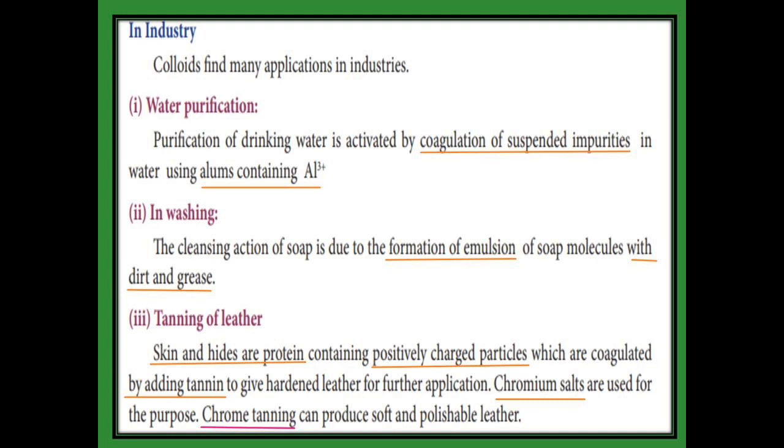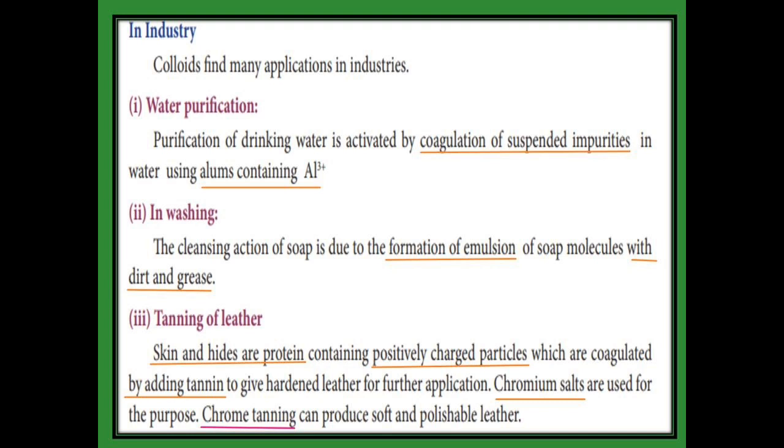In industry we are using so many colloids. First one, water purification. The water containing so many suspended impurities, that impurities we can precipitate with the help of alum. That alum contains aluminum 3 plus. So by coagulation of suspended impurity we can purify the water with the help of alum. Here the alum is a colloid.